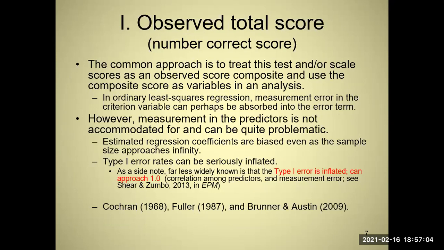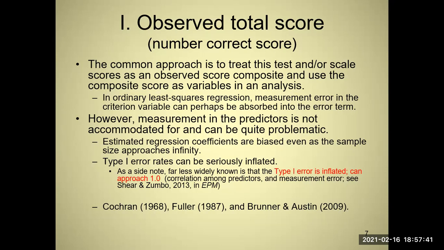So let's talk about the first case where everything's based on the observed scores, the number correct or the total score. A very common approach is to treat the test and or scale scores as observed score composites and use the score composite of variables in the analysis. I've already talked about this. And you would then run an ordinary least squares regression, and measurement error in the criterion can perhaps be thought of as absorbed in the error term, right? The criterion, the Y variable, which in this case would be the number test score.